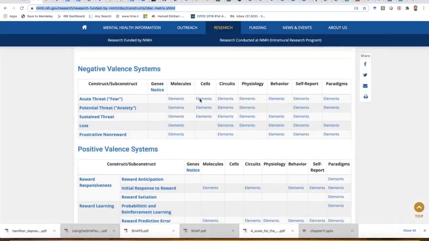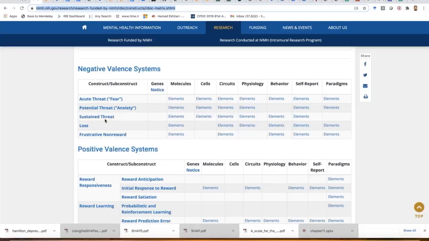In the negative valence system, as you can see here, we have acute threat, labeled as fear, and potential threat, as anxiety. When we talk about anxiety, it is about a threat that is not certain. There is a level of uncertainty, and it is about something that might happen in the future. But fear is about an imminent threat that is here. I mean, the snake that is in front of you. That is an imminent threat. It is called fear.